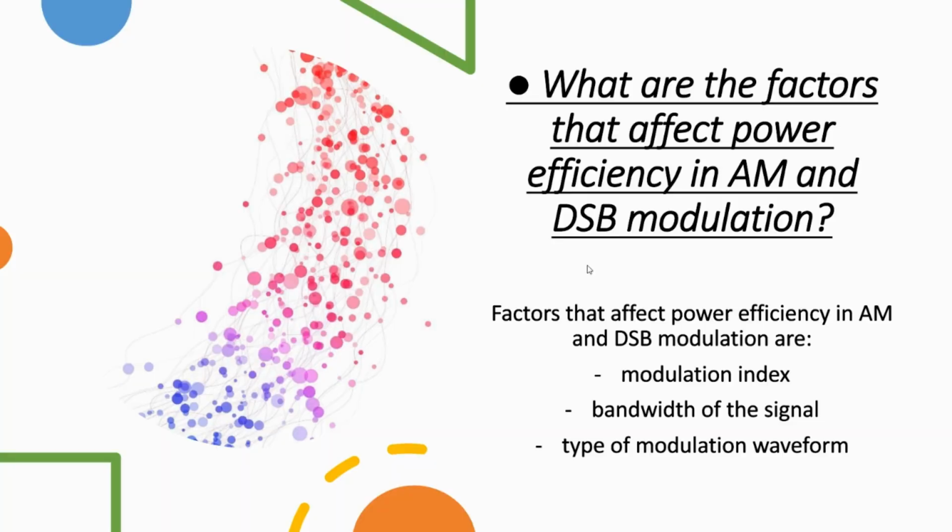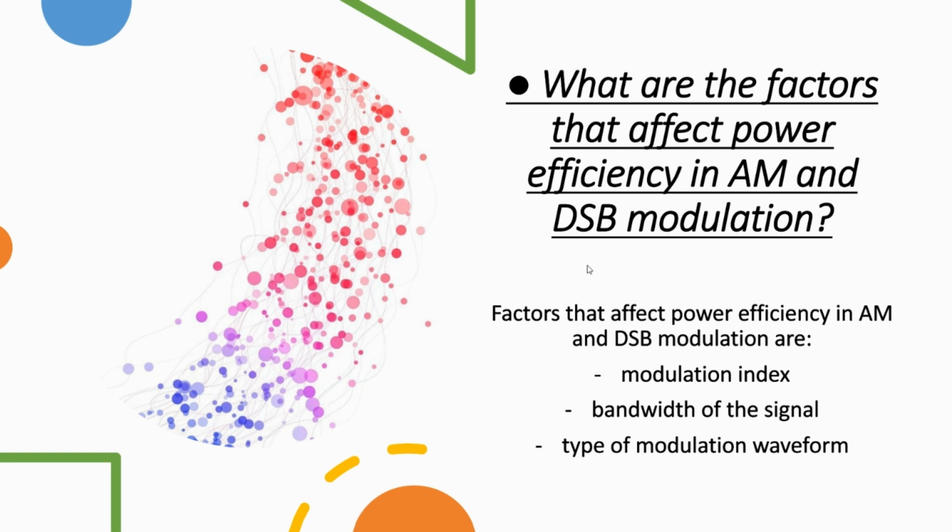Okay, so let's talk about the factors that affect power efficiency in AM and DSB modulation. These factors include modulation index, which affects the amount of power used to transmit the modulated signal, as well as any distortion in the signal due to imperfections in the modulation process. In AM and DSB modulation, higher modulation frequencies and more complex waveforms require wider bandwidth and higher transmission power, which results in lower power efficiency.